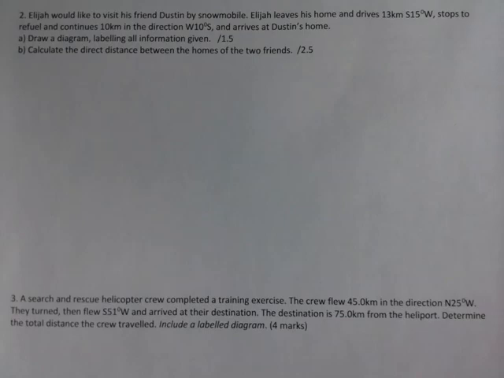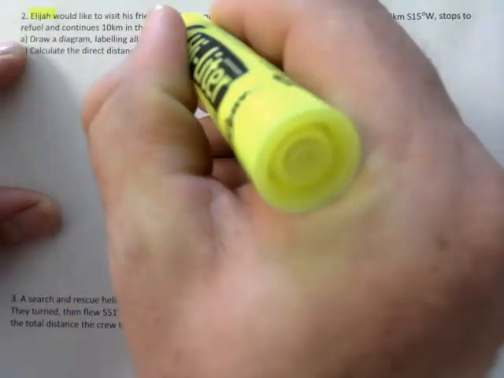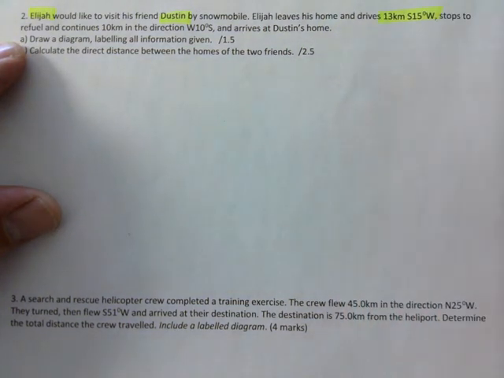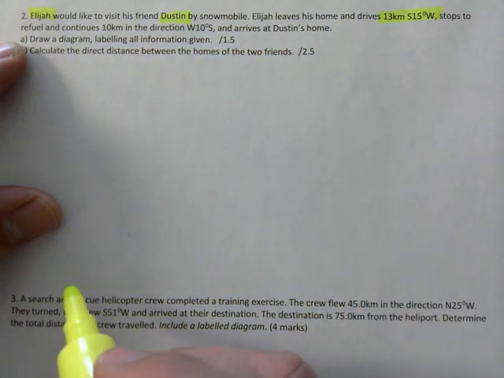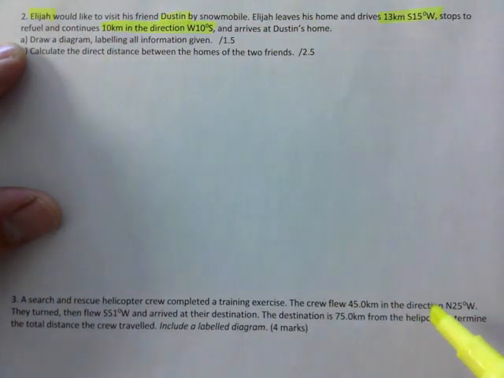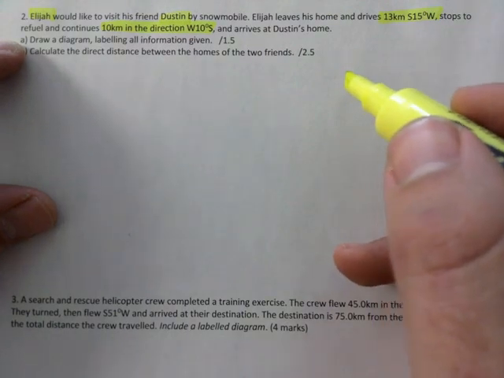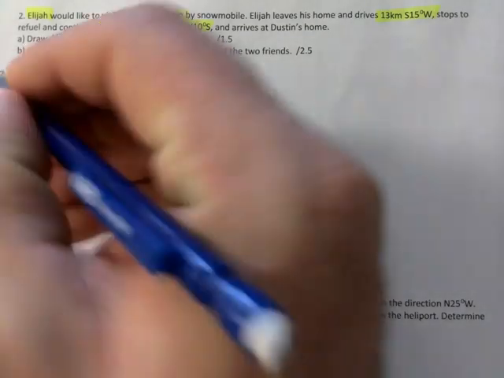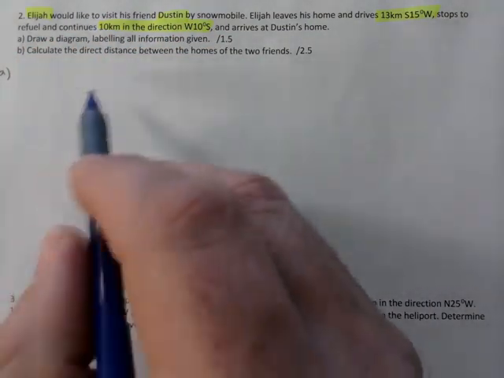All right, so Elijah likes to visit his friend Dustin. By snowmobile, Elijah leaves his home, drives a certain distance at a direction, stops, then continues 10 kilometers in another direction and arrives at Dustin's home. Draw a labeled diagram with the information given. Okay, so here's A. You've already read it, so you're familiar with what's happening here.